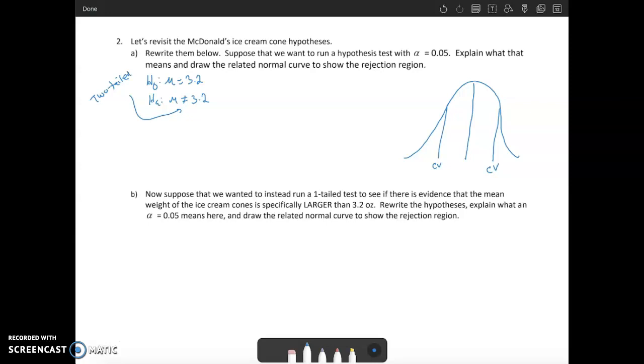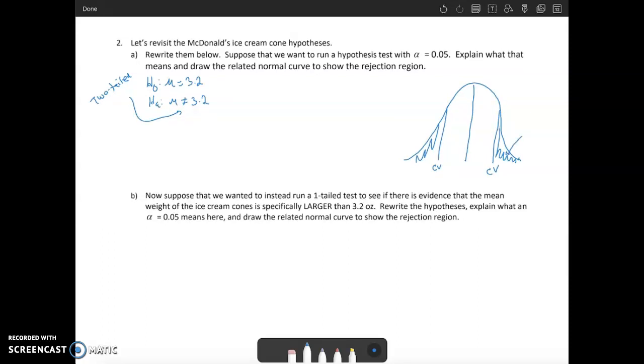So our related normal curve is going to have a critical value that's positive and also one that's negative. There will be shaded area on both tails, each of these with an area of, remember, alpha over 2. So in this case alpha over 2 equals 0.05 over 2 equals 0.025. So each one of these regions will have an area of 0.025. And that's what our related normal curve looks like.